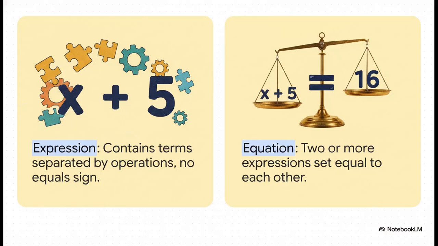Now, there's a really crucial distinction we need to make here between an expression and an equation. An expression, like x plus 5, has terms separated by math operations, but notice it has no equal sign. It's essentially just a phrase. We can evaluate it if someone tells us what x is, but we can't actually solve it on its own. An equation, on the flip side, is a complete sentence. It takes 2 or more expressions and actually sets them equal to each other, like x plus 5 equals 16. It's that magic equal sign that means an equation can actually be solved.